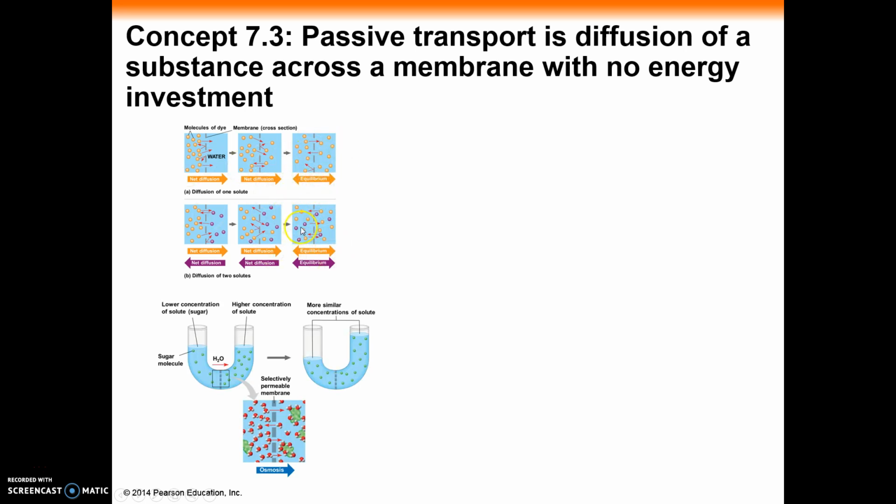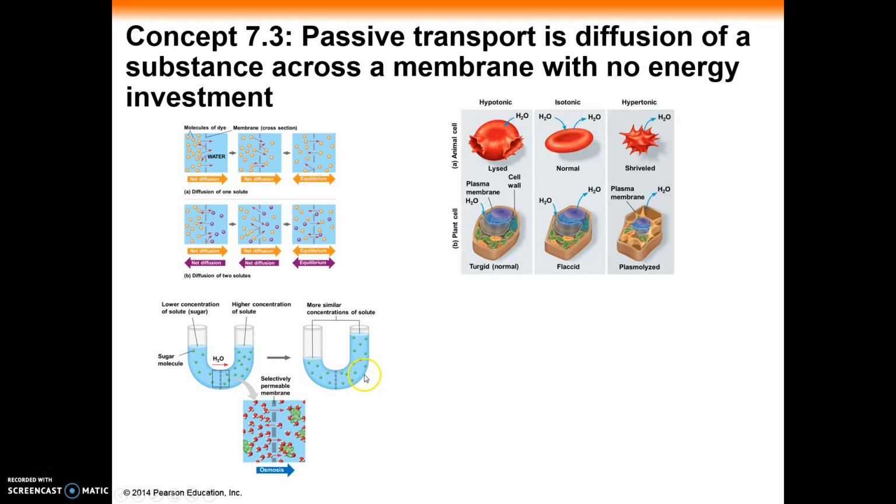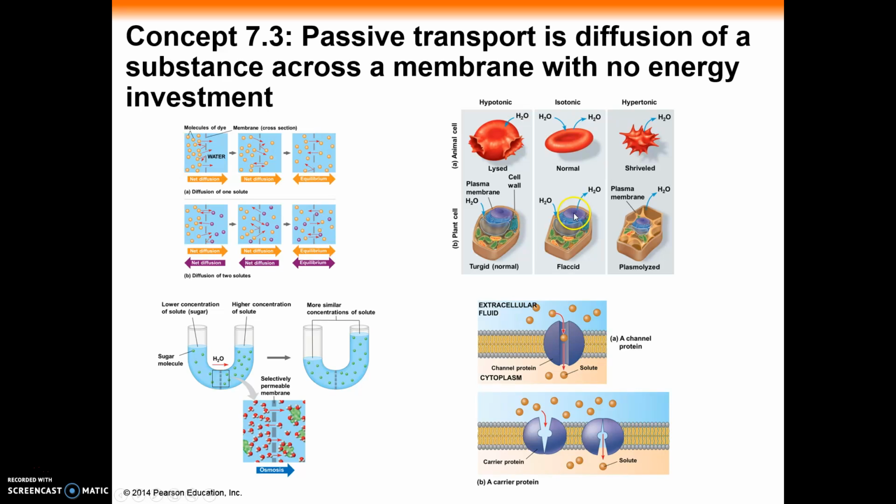So you've reached equilibrium. That equilibrium can drive the movement of water across a membrane. It can lead to things such as lysing cells or causing cells to shrivel up, and is facilitated by proteins in a number of fashions.